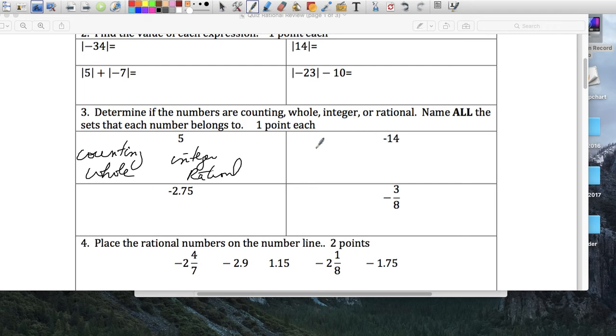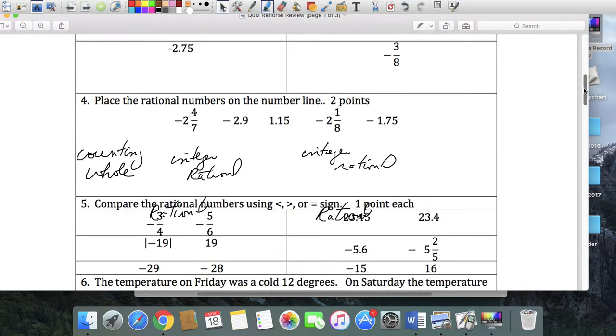Negative 14 is not counting. It's not whole, but it's definitely an integer. And it's rational. Negative 2.75: it's not counting, it's not whole, it's not an integer, and it's just rational. And negative 3 over 8: not a counting number, not a whole number, not an integer, but a rational.